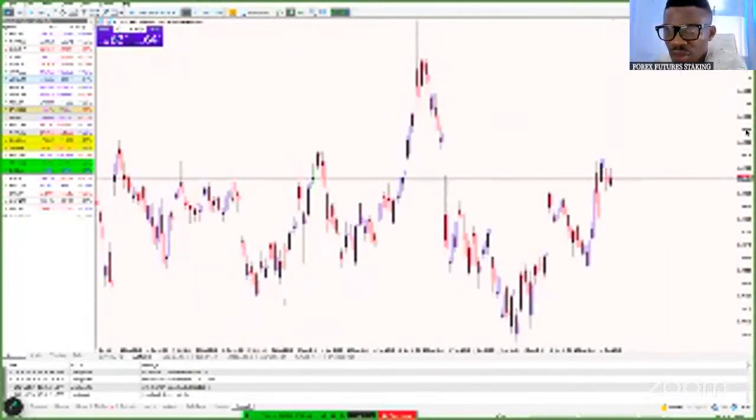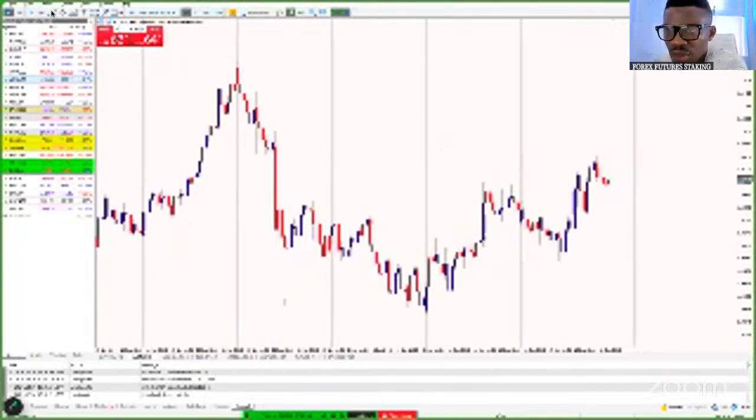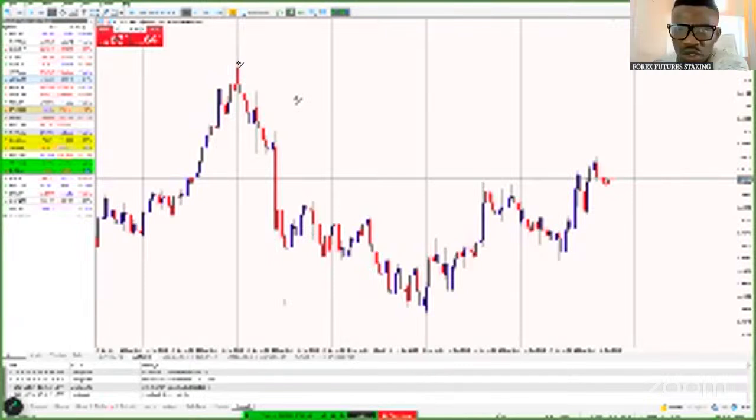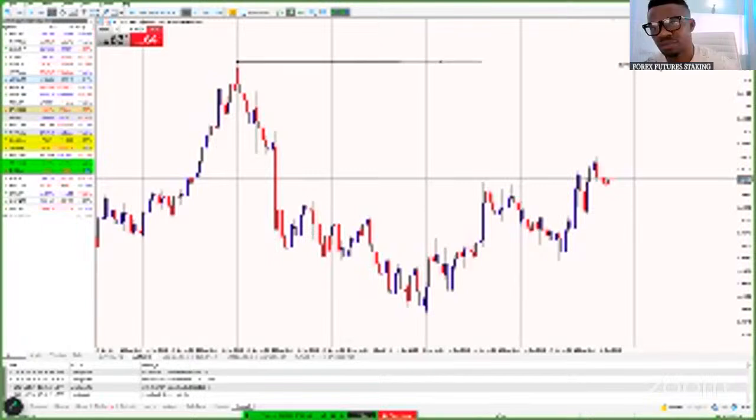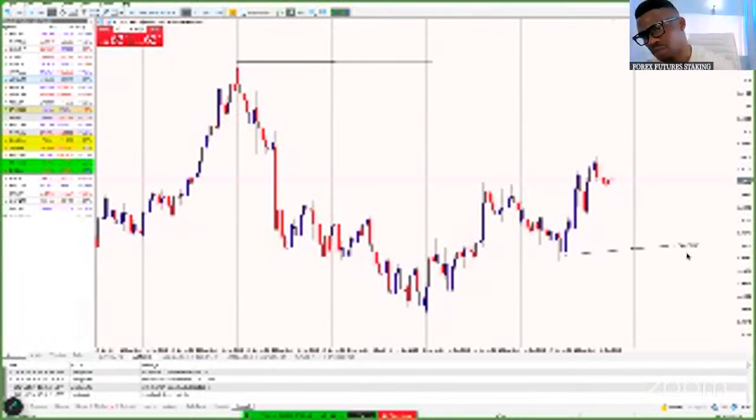Yesterday, we marked the highest point of the price as this place for AUD NZD. Yesterday, if you remember. Then we also marked the lowest point of the price as this place. If you remember, this zone.